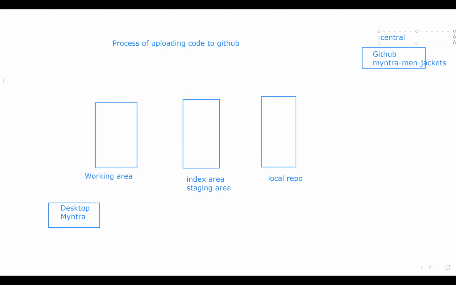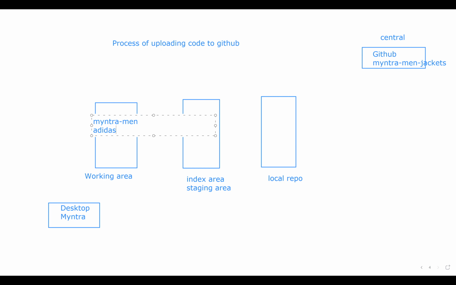We can't push this code from here to here directly. We have to go through some process, and then only we can upload this code to the centralized repository. The first one is the working area. When developers get some requirement to work on some service, they will create one folder, that is Myntra Jackets, Myntra Men. This folder itself acts as a working area where your developers start working.